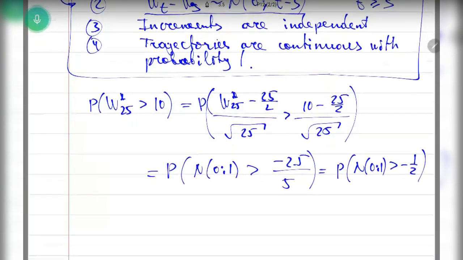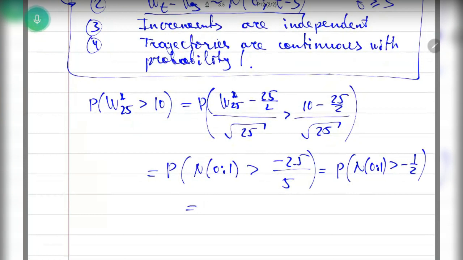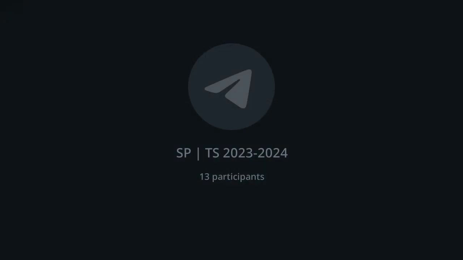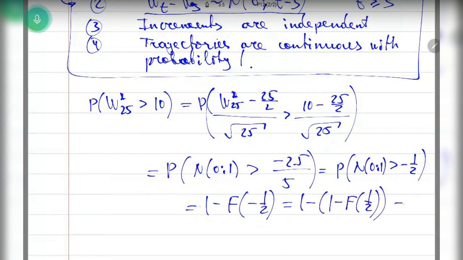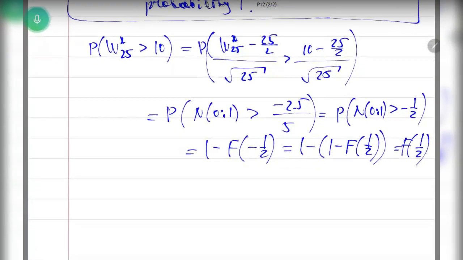And hence, that's 1 minus the probability that the standard normal variable is smaller, so just 1 minus the CDF at minus 1 over 2, and that is just the CDF at 1 over 2. Okay, we have solved the problem. Now let's move on.